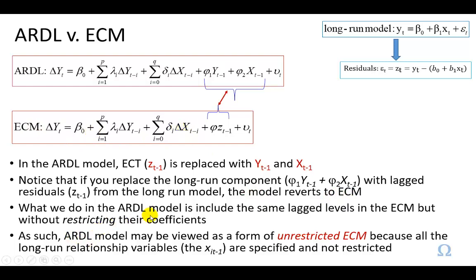And so what we do in the ARDL model is include the same lagged levels as in the error correction model, but without restricting their coefficients. As such, the ARDL model may be viewed as a form of unrestricted error correction model, as some have indicated, because all the long-run relationship variables are completely specified. They are not restricted.